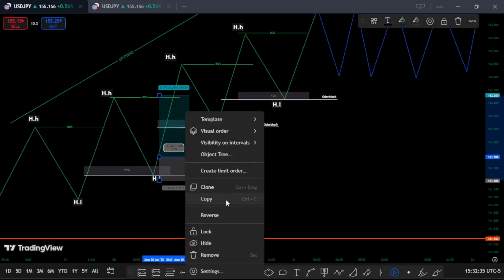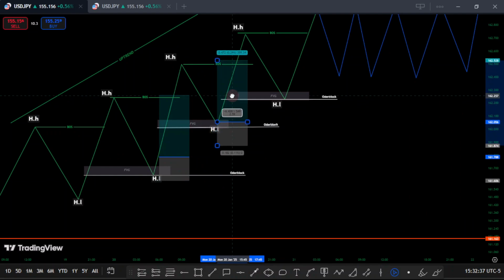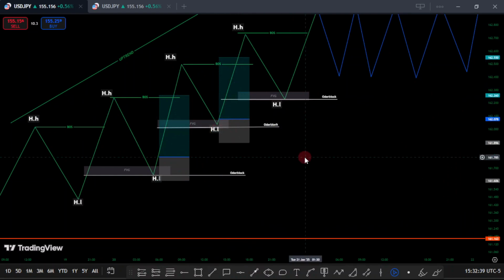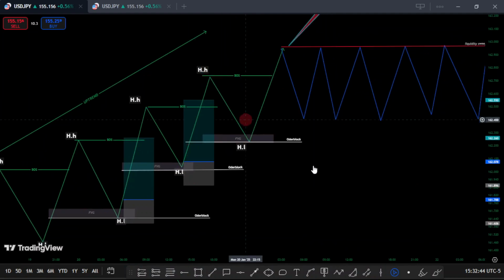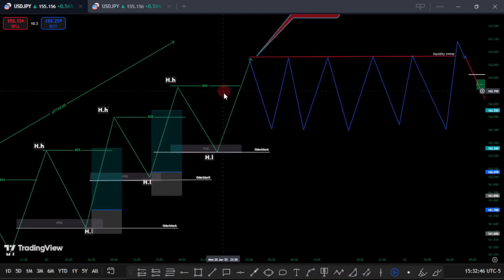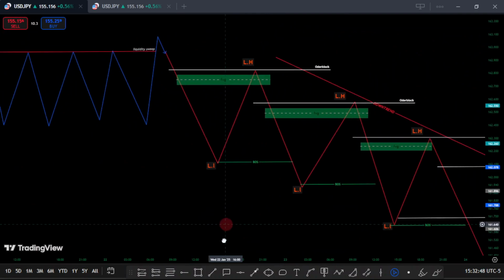That is basically how you enter the trade after price fills the fair value gap and then respects an order block, and that is where you buy. The same thing happens in a downtrend.